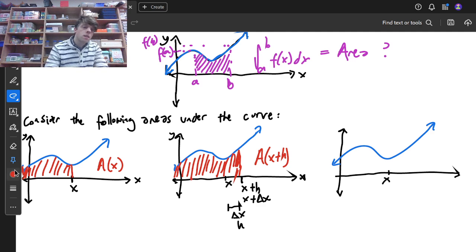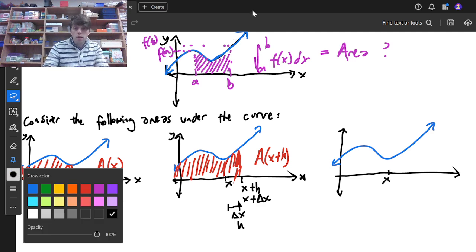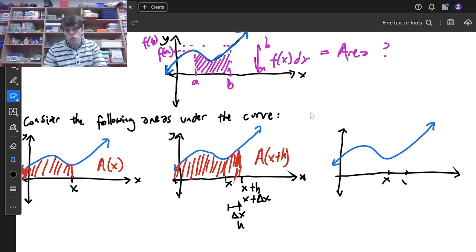So finally, let's consider a different area. Now, what we're interested in, as is the case with calculus, is we're trying to probably take the limit as h goes to 0.